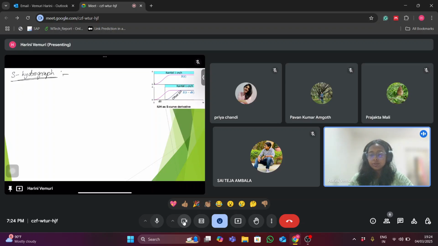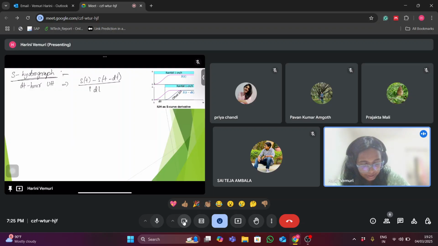So first what we will do is offset the S hydrograph by dt time. Then the ordinates of the dt hour unit hydrograph are obtained using the formula S of t minus S of (t minus dt) divided by I into dt. Here, only in the case of a unit hydrograph, the intensity will be 1 centimeter per hour. Otherwise, in other cases, there will be some other intensity.